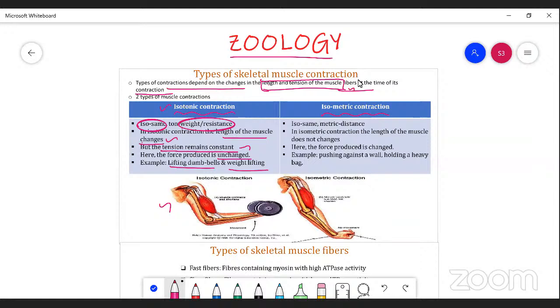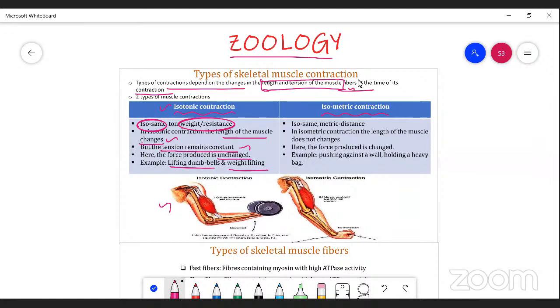Do you understand? Based on the tension as well as the length of the muscle fibers, the contraction is classified into two types. One is the isotonic, another one is the isometric. In the isotonic contraction, the length of the muscle changes, but the tension of the muscle fibers remains constant. The force is produced there, but the force is unchanged. For example, lifting of the dumbbells as well as weight lifting.